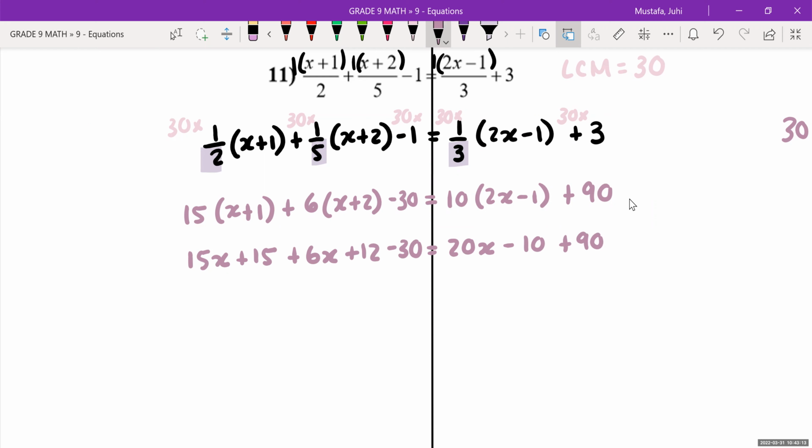Let's add all of the x's on one side. So 15x plus 6x is going to be 21x. And 15 plus 12 is 27. 27 minus 30 is -3. So 21x minus 3. On the other side, we have 20x. -10 plus 90 is just going to give you a positive 80.